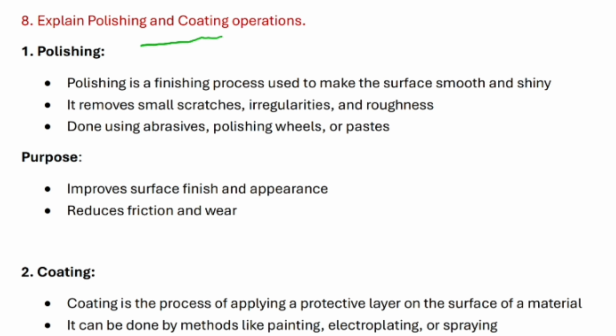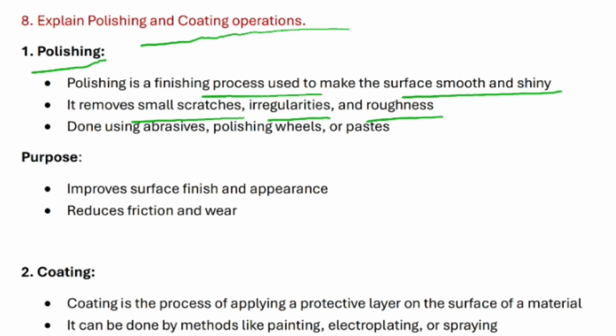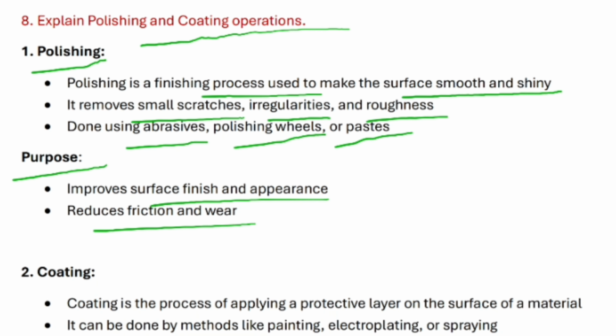Next is explain polishing and coating operation. In polishing, once the final product has come out, it is a finishing process to make the surface smooth and shiny and remove all small scratches, irregularities and roughness, and you can do it with abrasives, polishing wheel and paste. Now what is the purpose? It improves the surface finish, gives a good appearance and reduces friction and wear.